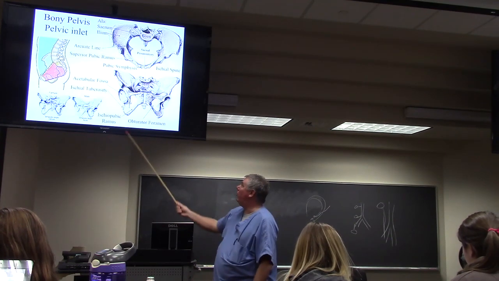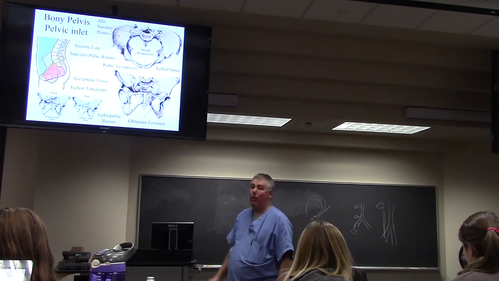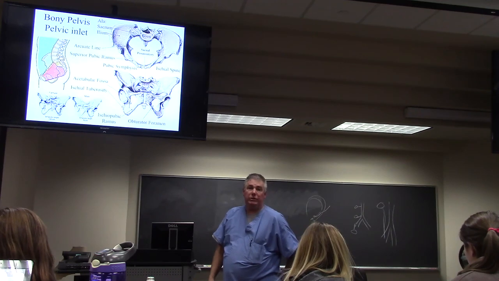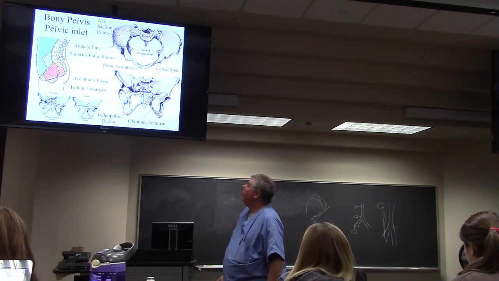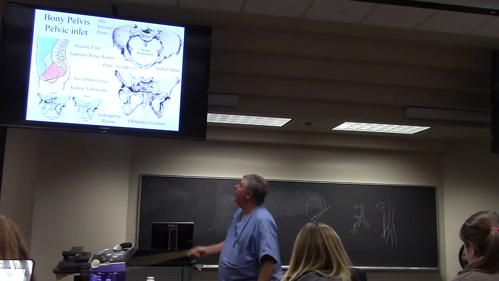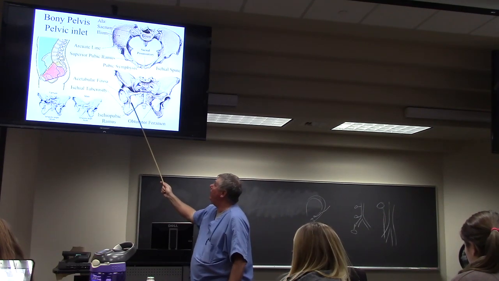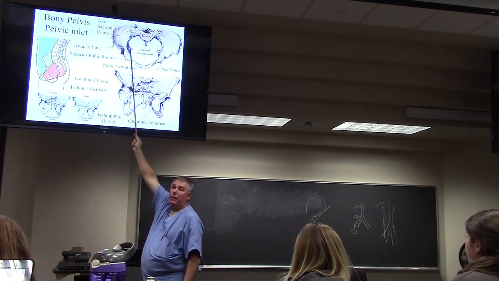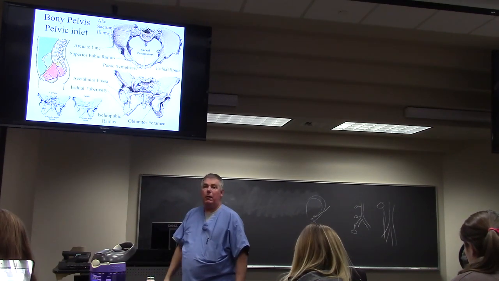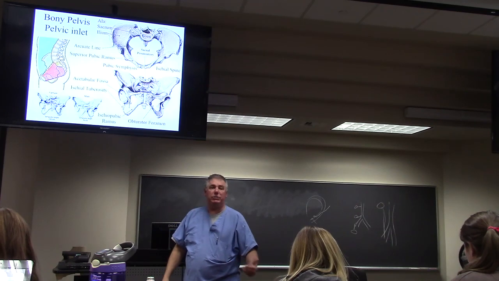The ischiotuberosity is what you're sitting on right now. The 2 bones you're sitting on. Right in front of or above the tuberosities, you see that little thing right there? That's the ischiospine. Ischiotuberosity and ischiospine.